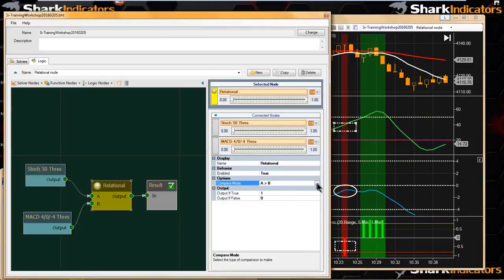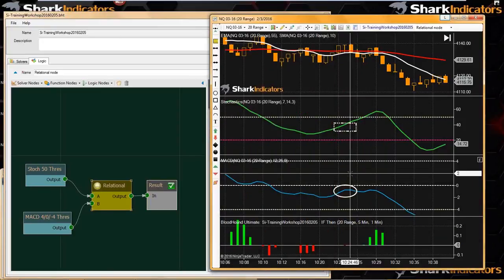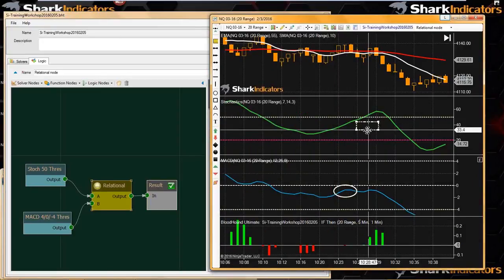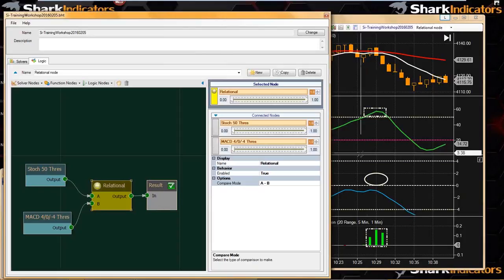Yeah, you're probably looking at the A minus B or B minus A. So right, there's only subtraction here, and so let's put it on A minus B. For example, let's take a look at this right here. This relational node is doing a subtraction when using A minus B.